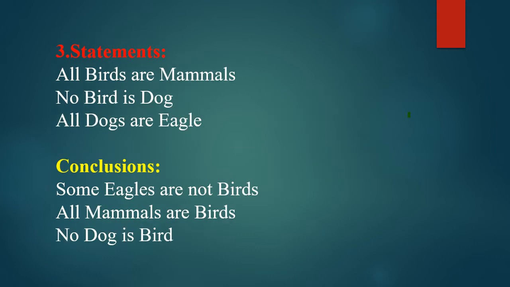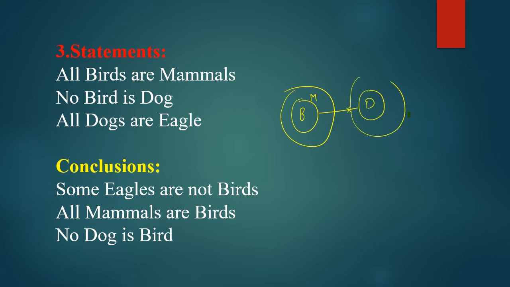Question number 3. All birds are mammals. All birds are inside mammals. No bird is dog. All dogs are inside eagles. So this is the minimum overlap diagram. First conclusion, some eagles are not birds. Some eagles which are dogs are not birds.